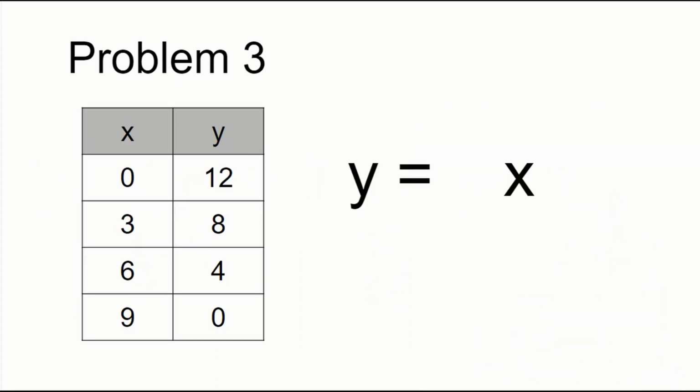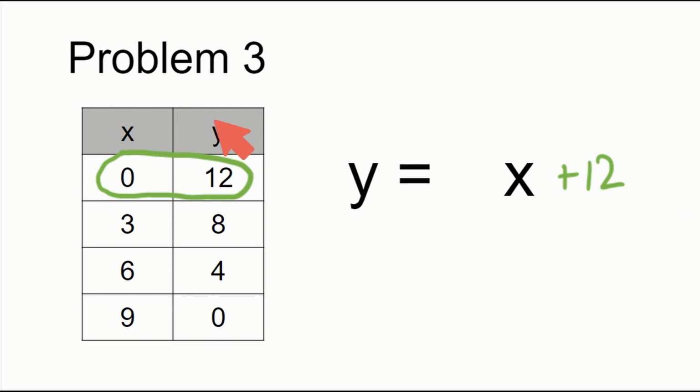Problem 3. Here we're going backwards. We're starting with a table, and we're going to try to figure out what our equation is going to look like. So let's start off with finding our y-intercept. Our y-intercept is always going to be at 0. So notice that at 0, we're starting at 12. So in our equation, we're going to be starting at plus 12.